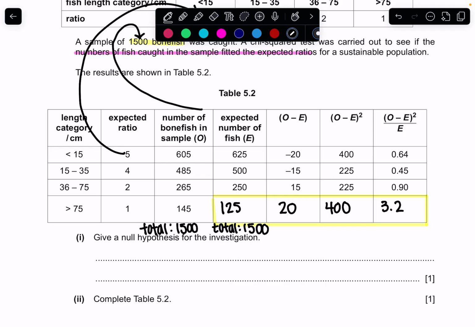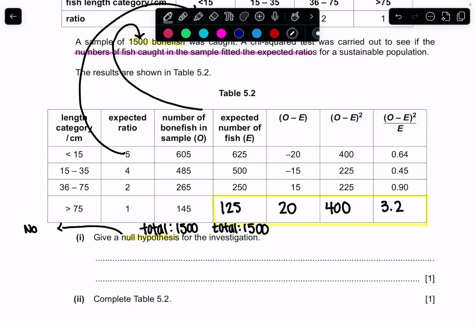Now, the next step is to give the null hypothesis for this investigation. A null hypothesis would mean there is no correlation. So null, think no. If there is no correlation on the line for 1 point, we would simply say there is no significant difference.